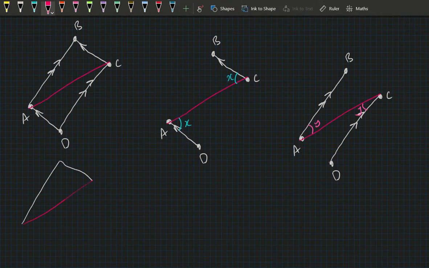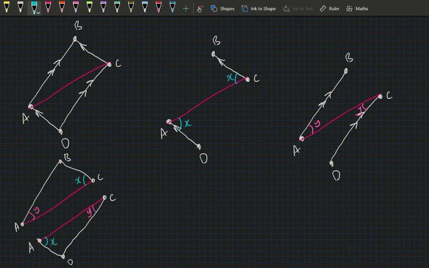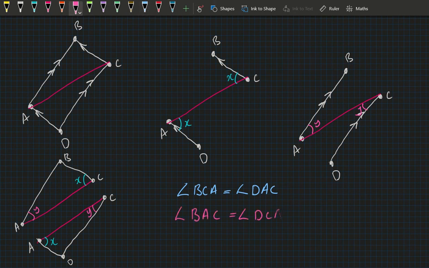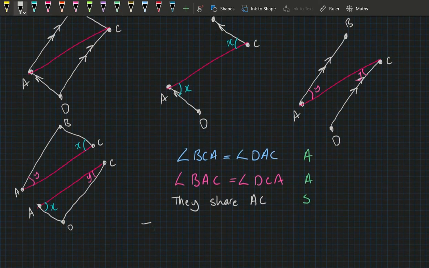So I can now redraw this parallelogram as two triangles and mark in the angles we found with the alternate angles. The angle BCA is equal to the angle DAC, which we've marked as X, and the angle BAC is equal to the angle DCA, which we've called Y. Both triangles share the side AC, so we have angle, angle, side the same. Therefore these triangles are congruent by AAS.